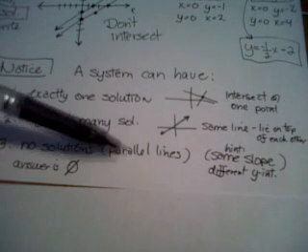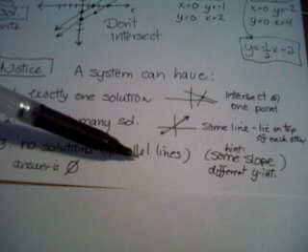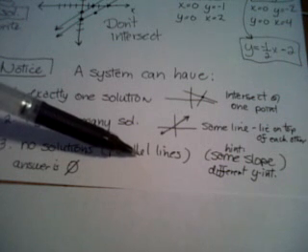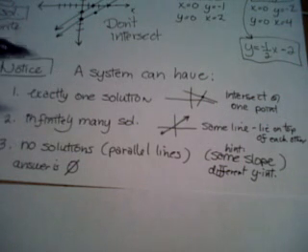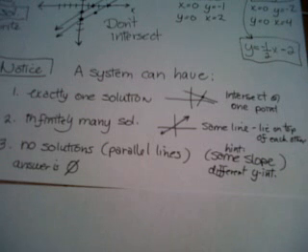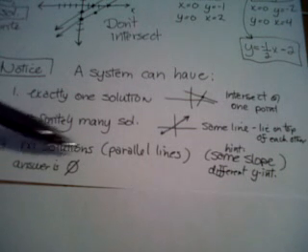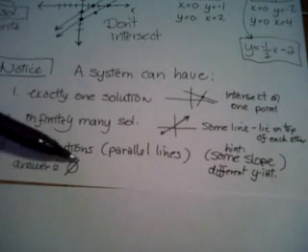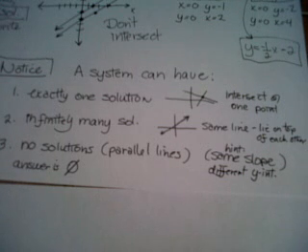They are parallel lines. What I notice is if I have them in the y-intercept form, they actually would have the same slope, because lines that have the same slope are parallel lines. And so we'd say there's no solution. You can make a little zero with a cross through it. It means no solution.